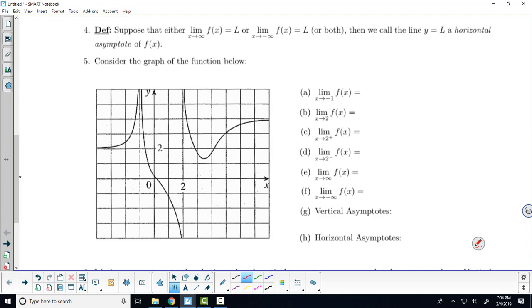Okay. So right away, I've now put questions from 2.4 and 2.5 in the same problem. These questions are all from 2.4. These two questions are from 2.5. Okay. So let's quickly answer the 2.4 questions.